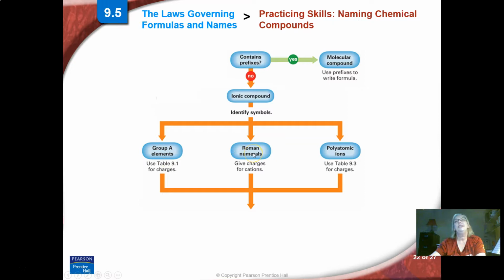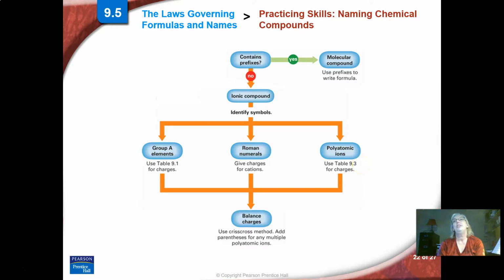These are not so easy because either I have to give you the Roman numeral or you have to find that from the name that I give you to figure out the charge. So this has to be given to you. This you have to memorize. So know this from the periodic table, what group it's in. This will be given to you. This you have to memorize. So that's what you need to do.